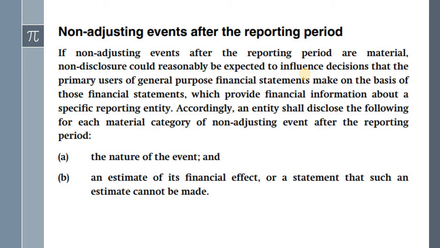That is why the non-adjusting events that are considered material should always be part of the disclosure to the financial statements. So what is the information to be disclosed for the non-adjusting events that are considered material? Accordingly, an entity shall disclose the following for each material category of non-adjusting event after the reporting period. First is the nature of the event and the estimate of its financial effect, or a statement that such an estimate cannot be made.